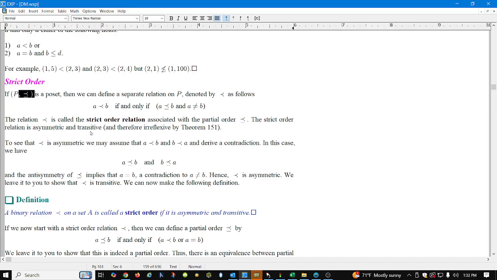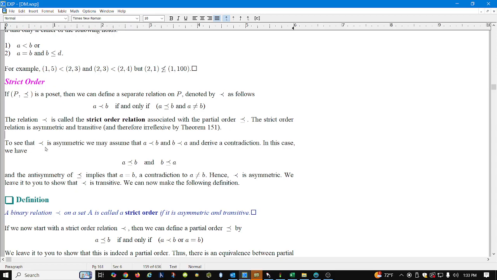This relation is called the strict order relation associated with the original partial order. The strict order relation is asymmetric and transitive. And therefore, by an earlier theorem, it's also irreflexive.